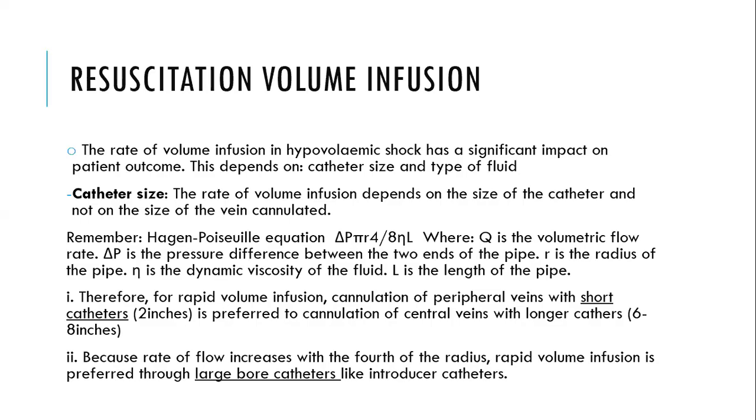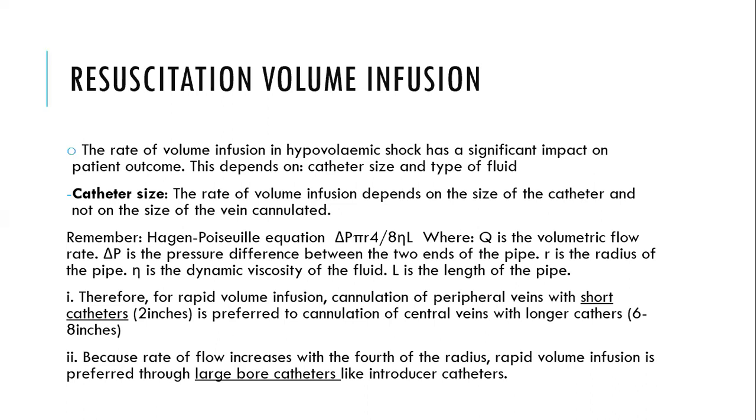Cannulating the central vein: the central vein is bigger, but it's not the size of the vein that matters. It is the length of the catheter, which is about 6 to 8 inches. So for rapid volume infusion, it's better you cannulate the peripheral veins that will require short catheters. Also remember that the flow of fluid across tubes or vessels increases with the fourth power of the radius. So rapid volume infusion is preferred with large bore catheters, like introducer catheters.